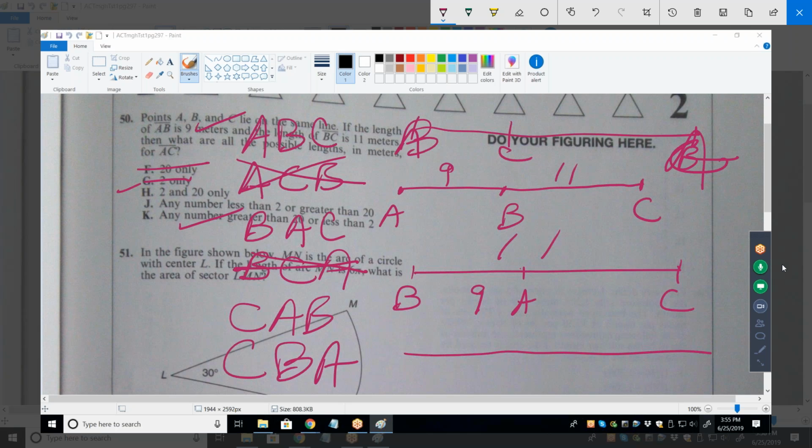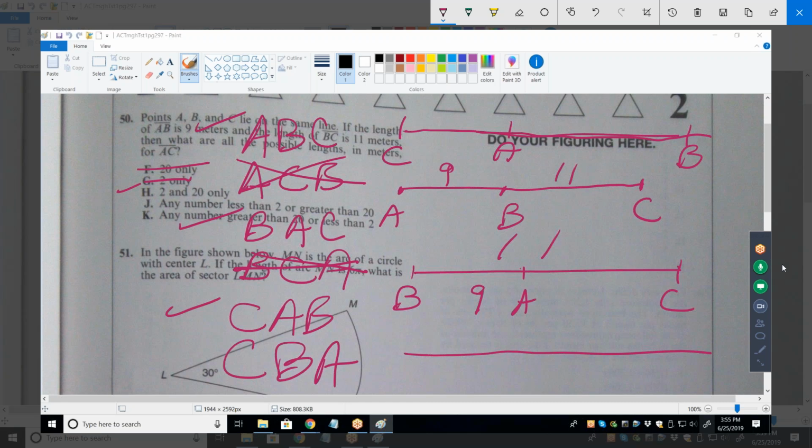Okay. I'm not sure we need to keep going, but you would if you had 10 minutes and you were done with the test. I would take it to this extent, I think. Can you do CAB? Again, BC is 11, AB is 9. Yes, you could. And you get 2 or 20.